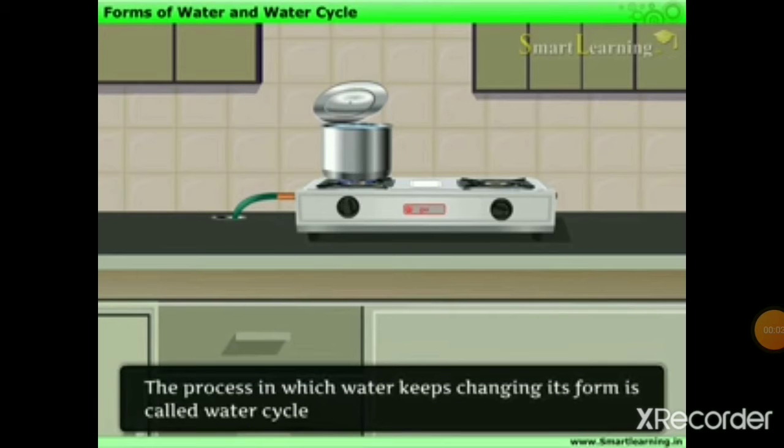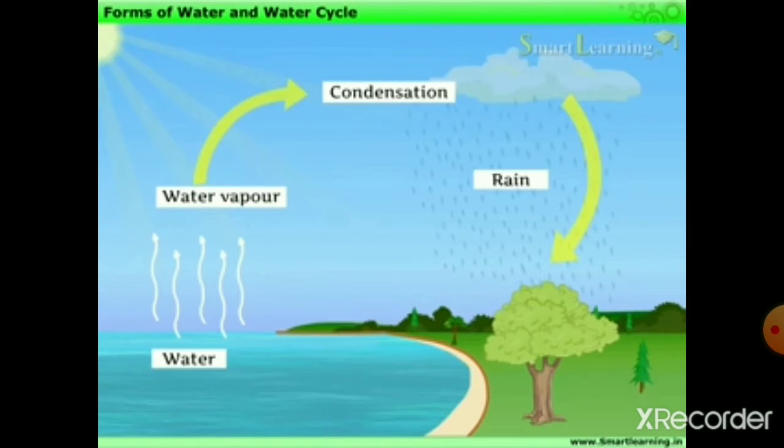This process in which water keeps changing its forms is called the water cycle. The water cycle can be defined as a series of steps which involve the change of water into water vapor and then back to water. Let us see the series of steps one by one.